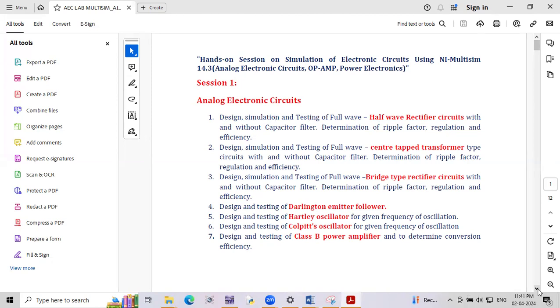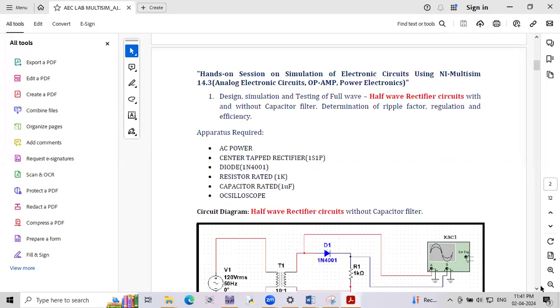Let's check it out and calculate with the half-wave rectifier with filter and without filter. That is nothing but using a capacitor filter. And here we are going to find out the determination of ripple factor, regulation, and efficiency of the half-wave rectifier. Okay. Now let's understand the circuit diagram.